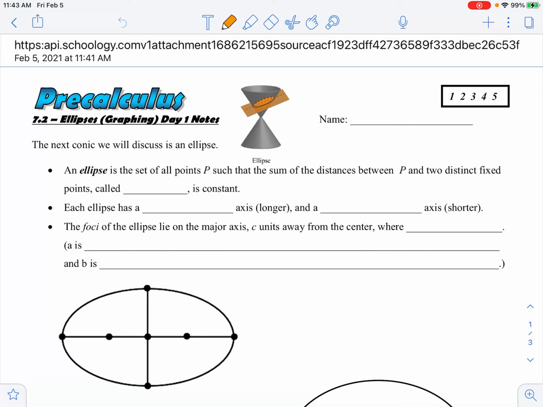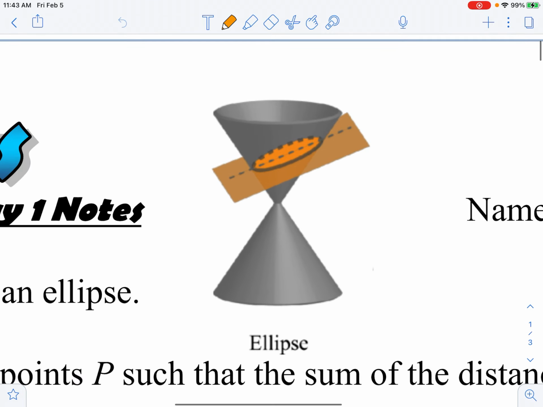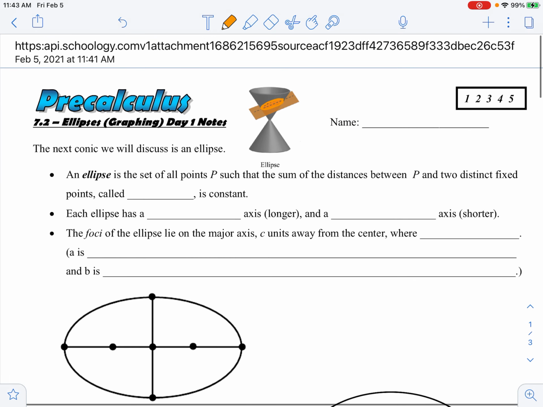Right, so we're now in section 7.2, which discusses ellipses. It is another type of conic section. So if you look at our double-naped cone right here, that is a section of it. And if you look at that orange piece right there, you get this shape right here, and that's an ellipse.